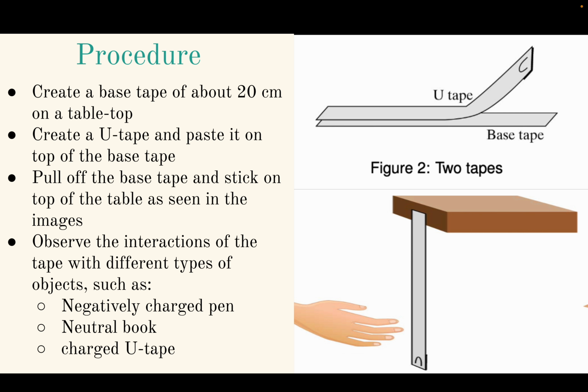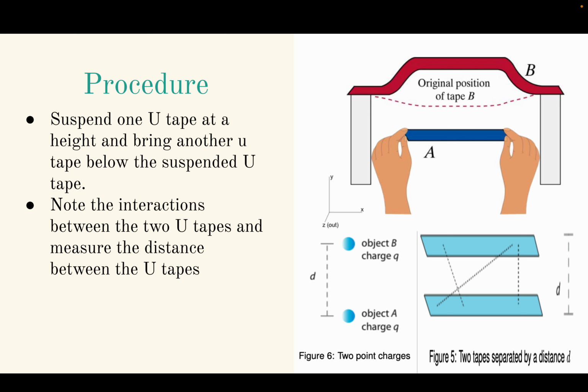The procedure is: you create a base tape and paste a U tape on top of it, and then remove it quickly. Now the U tape is observed for interactions with a negatively charged pen, a neutral book, and a charged U tape. Similarly, we suspend a U tape at a height, and then we observe its interaction by bringing another charged U tape below it. We note the distance of repulsion.